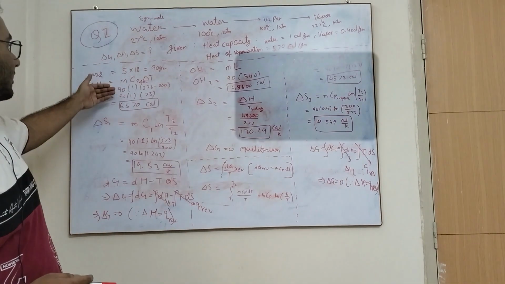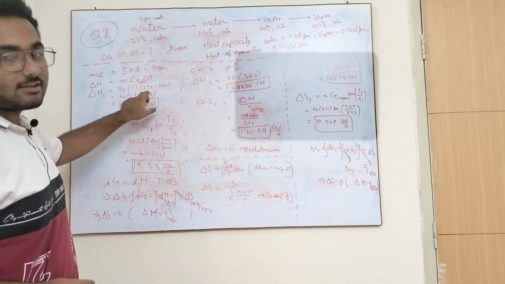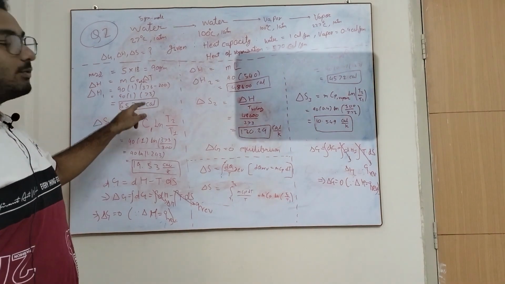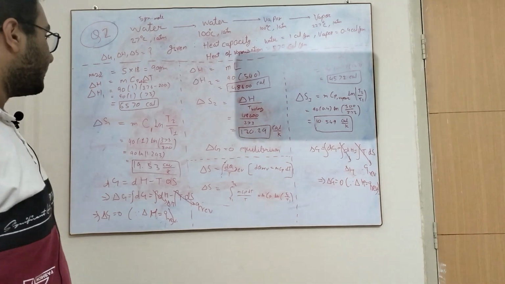So for delta H, 90 into 1 into delta T, where this is 100 degrees Celsius in Kelvin, and this is 27 degrees Celsius in Kelvin. So the difference would be 73, and 73 into 90 would be 6570 calories.